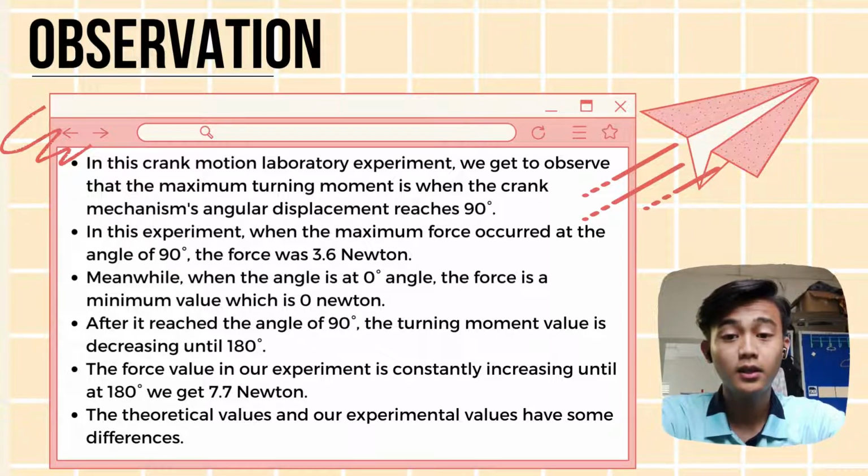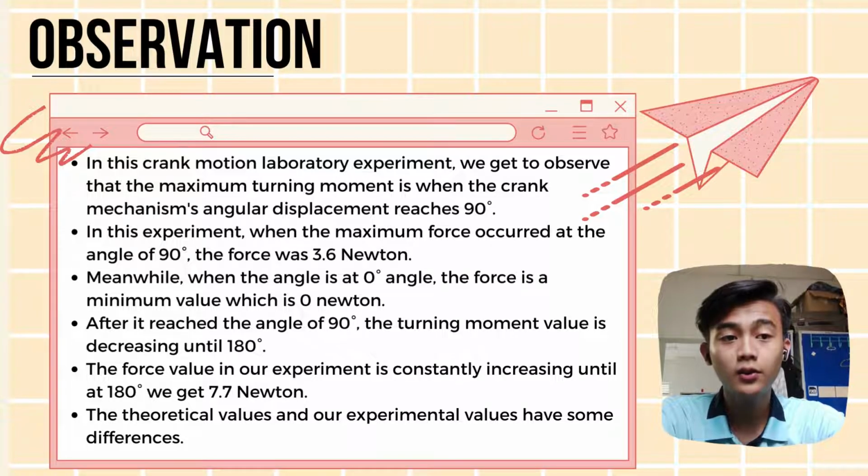In this crank motion laboratory experiment, we got to observe the maximum turning moment when the crank motion's angular displacement reached 90 degrees. We get to observe that the greater the force being applied, the higher the moment. In this experiment, when the maximum force occurred at the angle of 90 degrees, the force was 3.6 Newton. Meanwhile, when the angle is at 0 degree, the force is at minimum value, which is 0 Newton. After it reached the angle of 90 degree, the turning moment value is decreasing until 180 degree. The force value in our experiment is constantly increasing until at 180 degree we get 7.7 Newton.